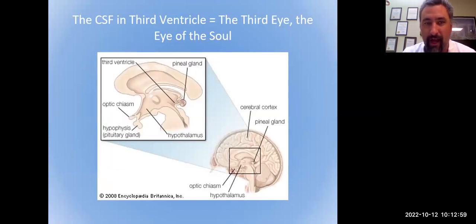Here we look at the third ventricle, which I call the third eye. This is that midline structure here. It's got the pineal gland in front. It's got the hypothalamus, which is a major regulator for the hypothalamic-pituitary-adrenal axis, regulating a lot of our body's functions, and the pituitary, and then access to the pituitary gland here.